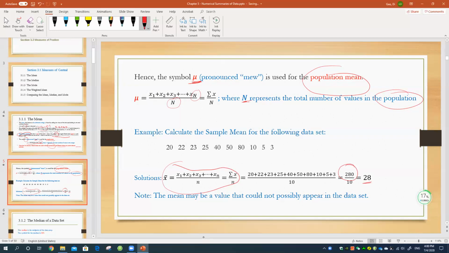And then the mean may not be a value that could possibly appear in the data set. So 28 is not a specific number in the data set. It's just representing the average.